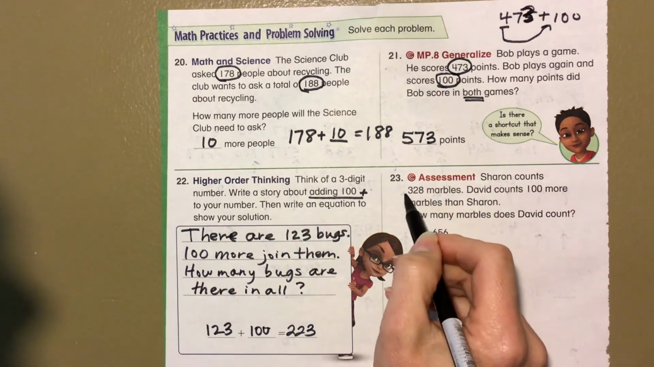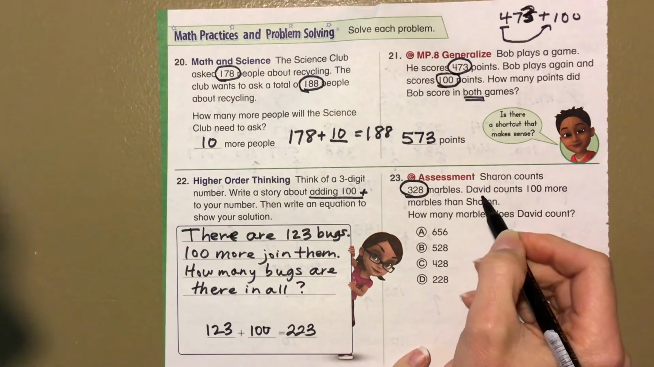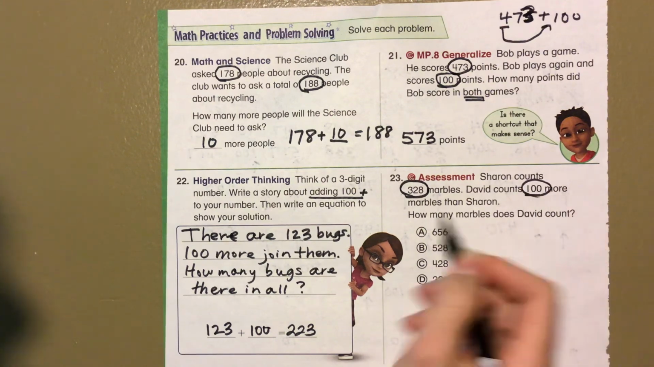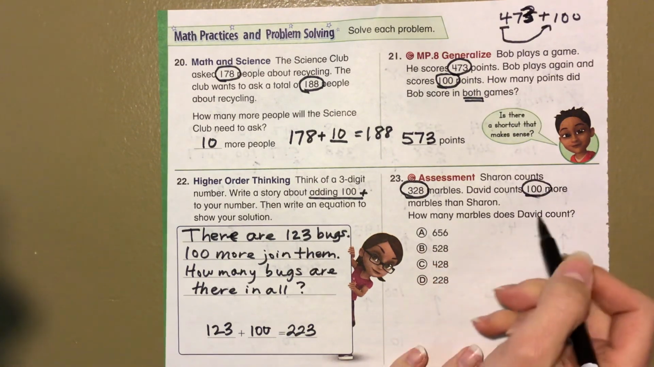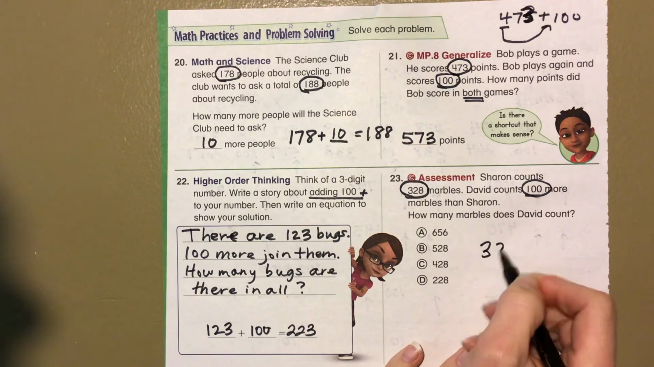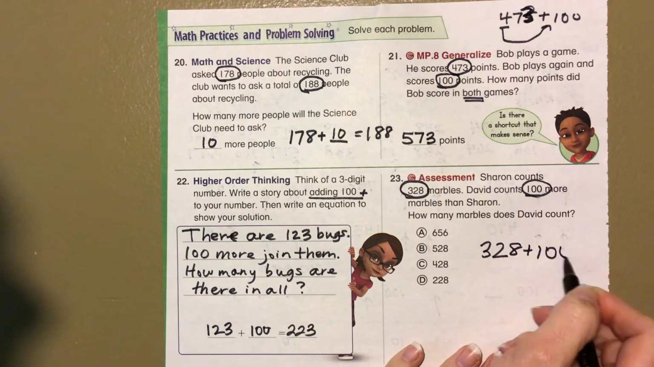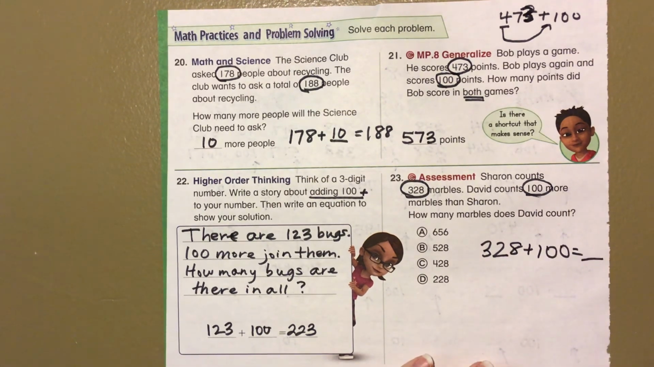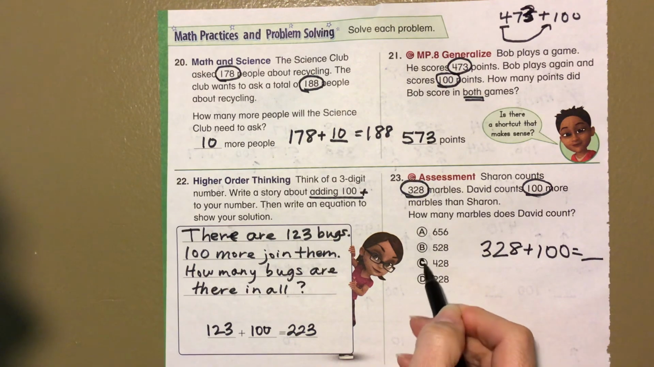Okay, Sharon counts 328 marbles. David counts 100 more marbles than Sharon. How many marbles does David count? So we know this is 328 plus 100. Okay, 328 plus 100 is going to be 428, which is C.